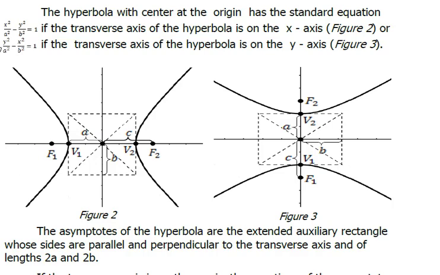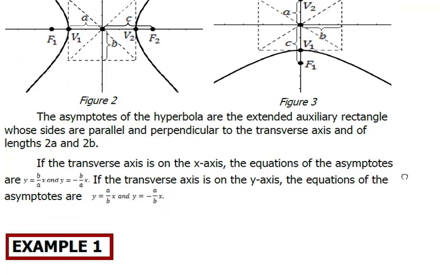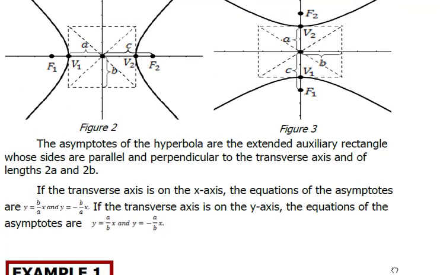In this case, the foci and the two vertices are along the y-axis in the hyperbola with center at the origin. In this case, we have y squared over a squared minus x squared over b squared equals 1. And the transverse axis here is the y-axis. The asymptotes and the length of the asymptotes.